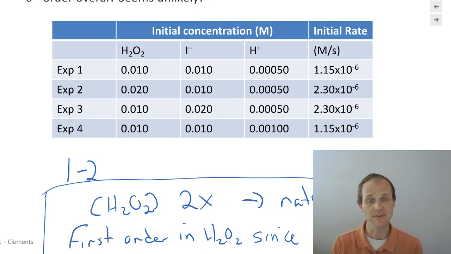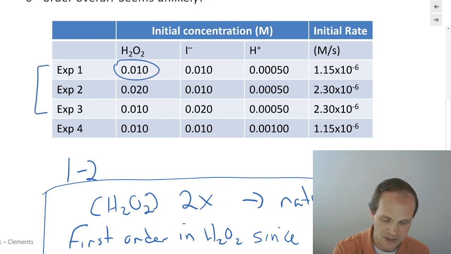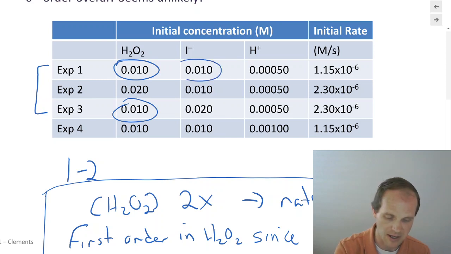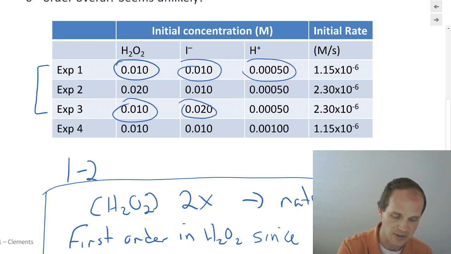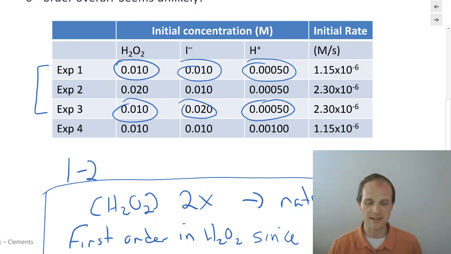So sometimes, even though we've already used experiment 1, we only compared it to experiment 2. We can also use experiment 1 and compare it to experiment 3. So let's do that. Experiment 1 and experiment 3. H2O2 stays the same. I minus doubles. H plus stays the same. Yay! We found it where only one thing changed.